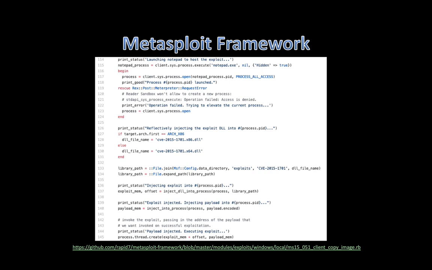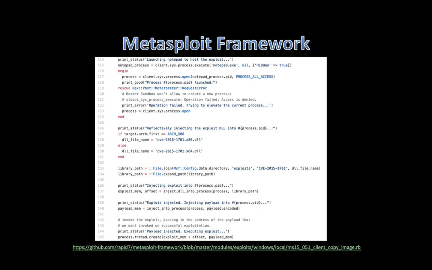Here is the Ruby code for a Metasploit Framework module for the MS15-051 privilege escalation exploit. I know this is a very old exploit, but it demonstrates the pattern that I want you to see. In this case, the exploit is not written in Ruby. The exploit logic is written in C and compiled as a memory injectable DLL. That is CVE-2015-1701 x86 and x64 DLL.